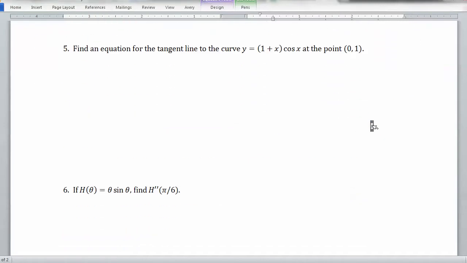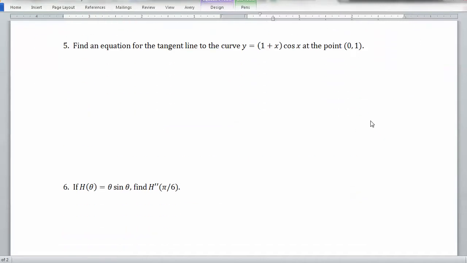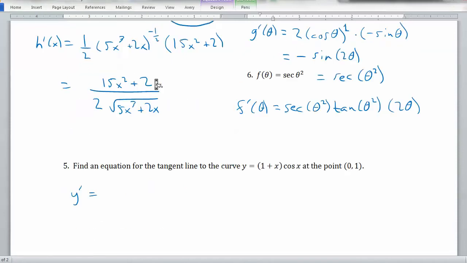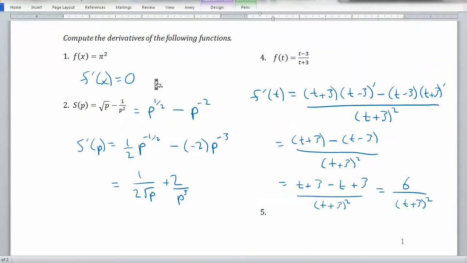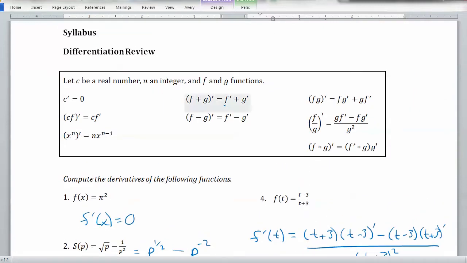Now let's just practice using the derivative to find the equation for a tangent line to a curve. And the first step of this problem is to find the derivative of the function. Okay, just like we've been doing above. So it looks like we have a product of 1 plus x times cosine x. So we need to use the product rule, which was up there somewhere. And there it is. That's one way of writing it.